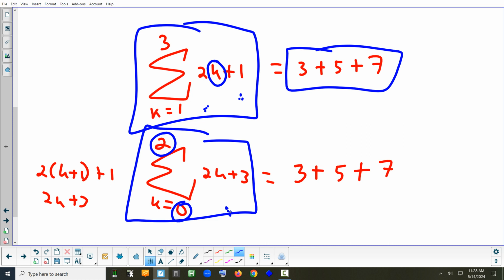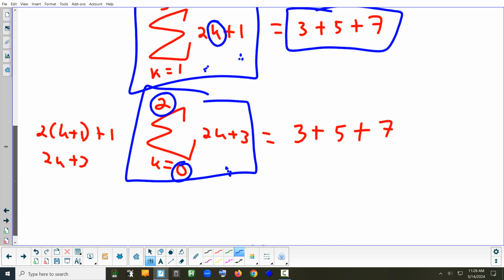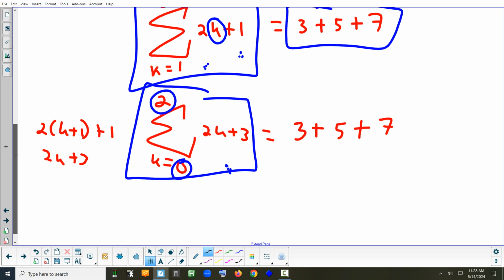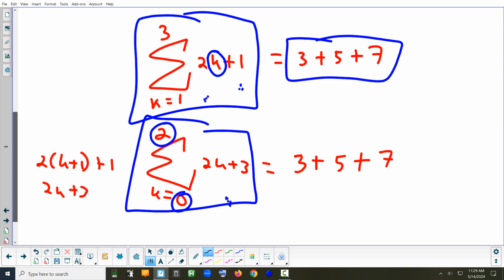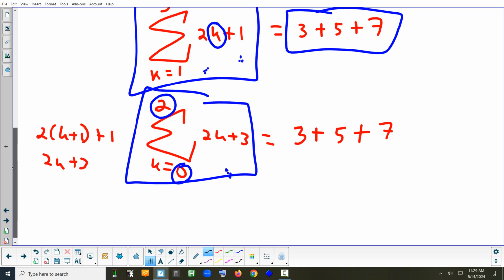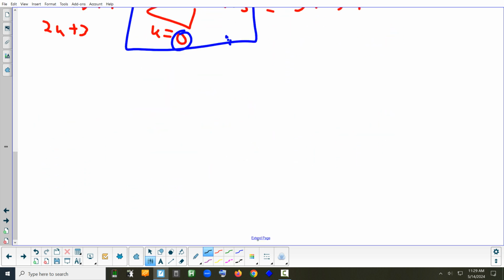Yep. Are they like inversely proportional? So if you went from k=1 to k=0, that's like -1. So then after that 2k plus 1, like how do they correlate? So you just have to keep it balanced.